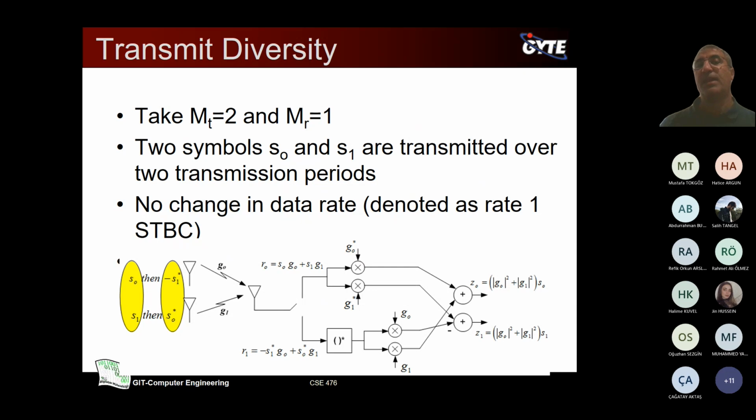So let's look at the transmit diversity. In this case, the simple case is two antennas at the transmitter and one antenna at the receiver side. So we have two symbols, S0 for bit 0, S1 for bit 1, transmitted over two transmission periods. No change in the data rate. As you see, it has some mathematical background that I'm skipping. So you multiply and do some processing at the receiver side.